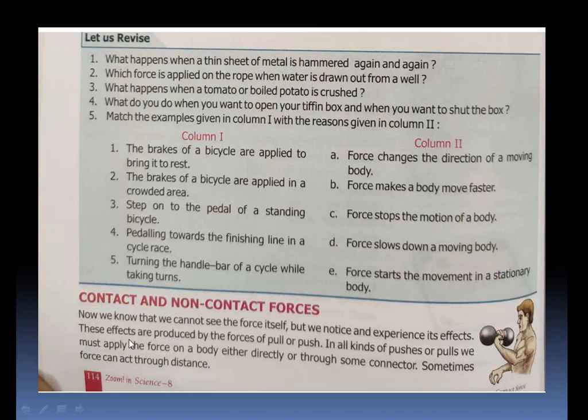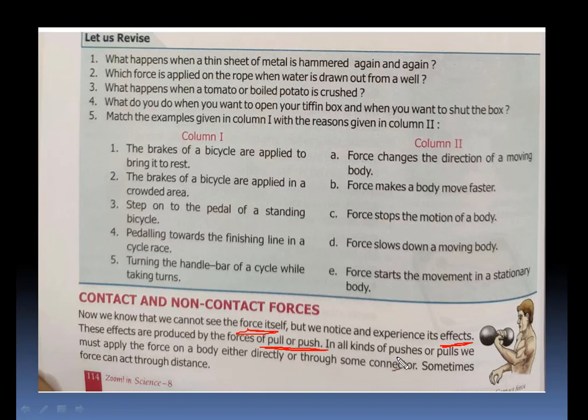So here, now we know that we cannot see the force itself. In the previous class we discussed that we cannot see force, we can only feel its effect, and we notice and experience its effect. These effects are produced by the forces of pull or push. So what is force? Force is nothing but the effect of push or pull. This one I have already explained in the previous class.